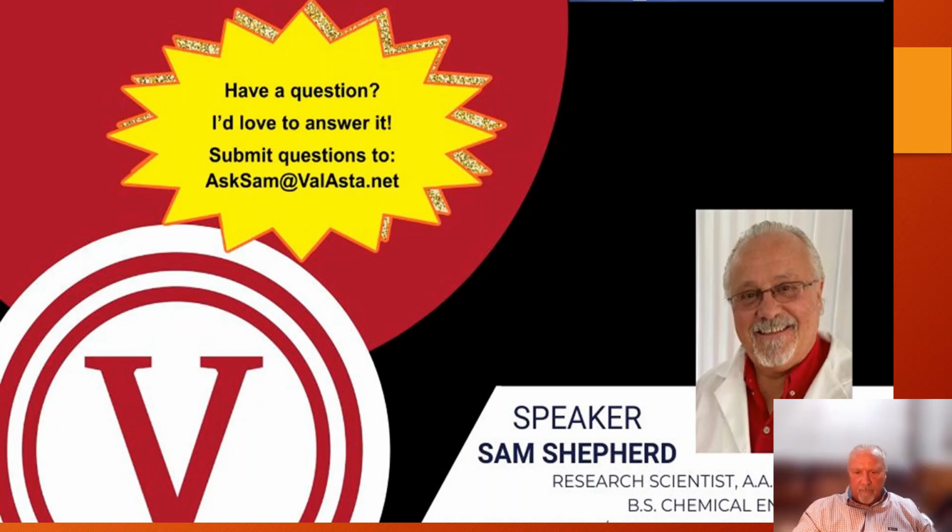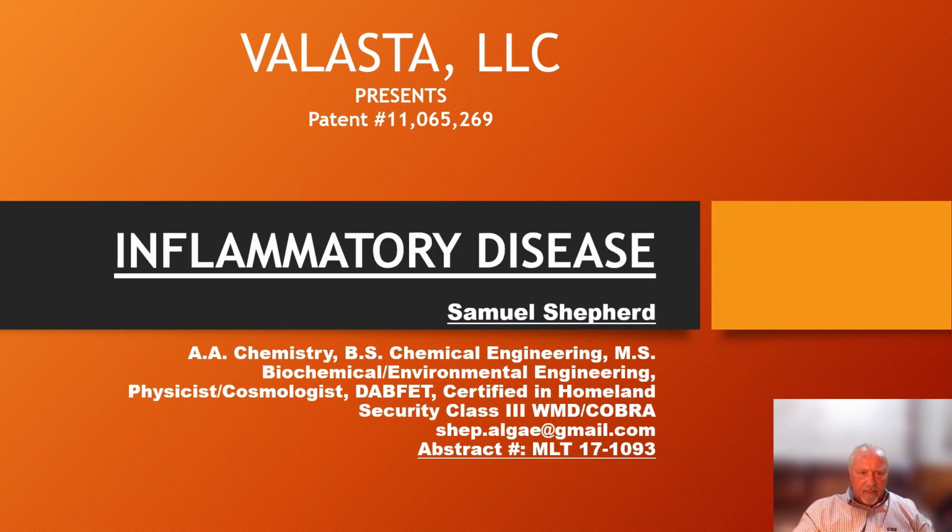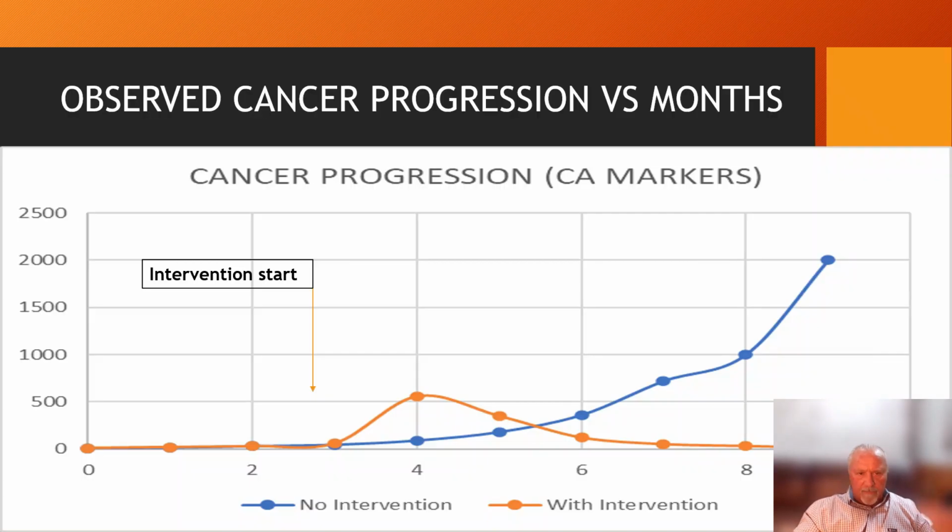Go through a little bit of a presentation here on how does cancer die, and how do we know that we're killing the cancer versus if it's just inflammatory. This curve here, I'm going to start with the blue curve.